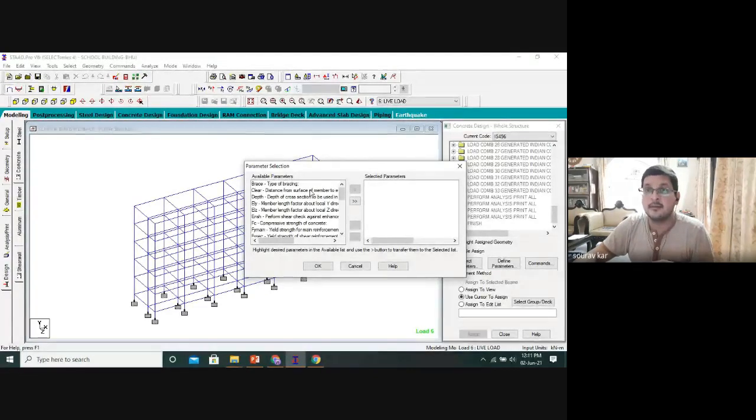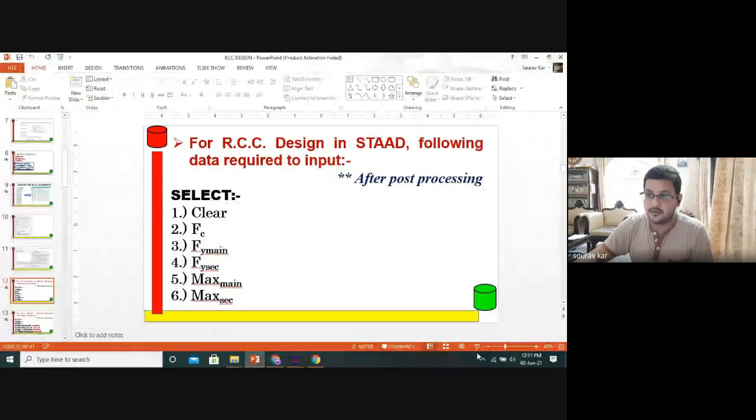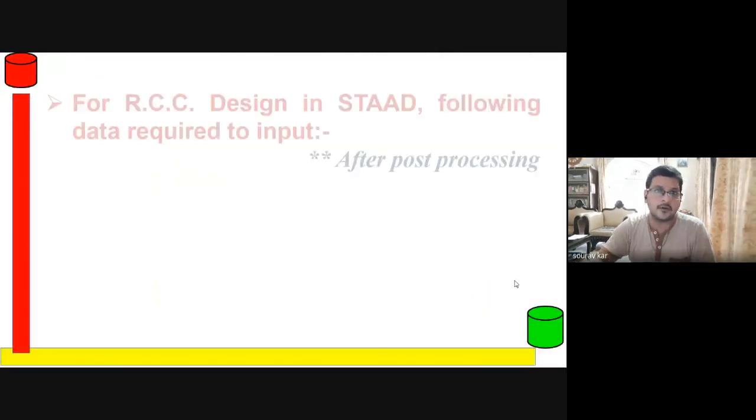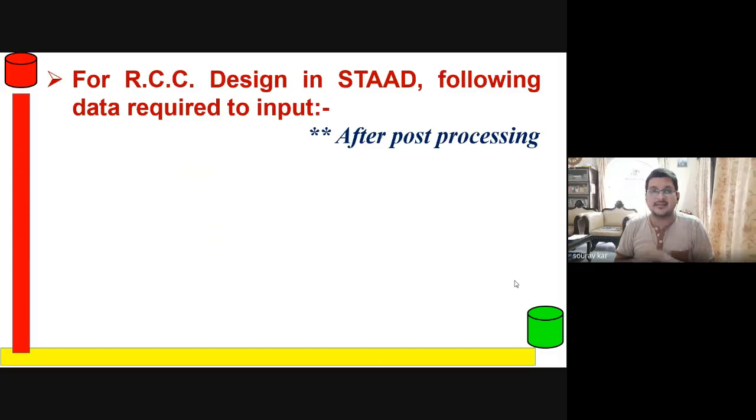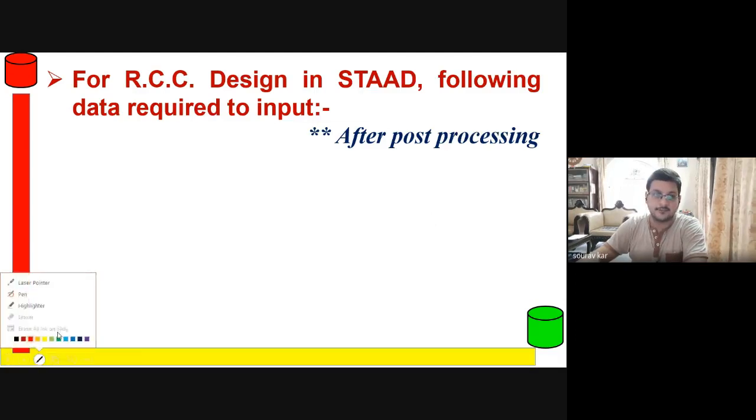Now what are the parameters we have to select? Please everyone write in your copy. For RCC design, the following data is required as input, obviously after post-processing. After post-processing, it is obviously mandatory.